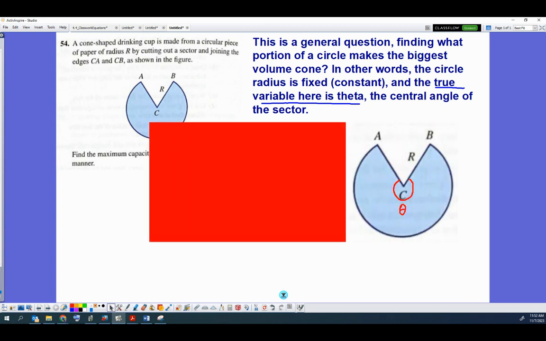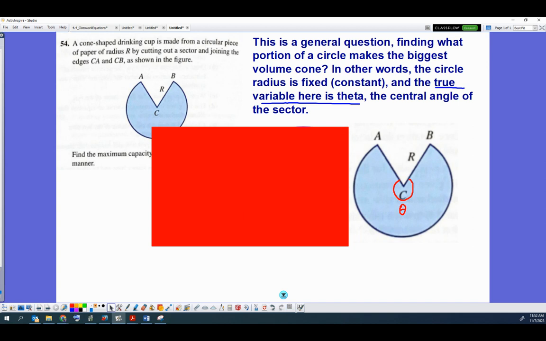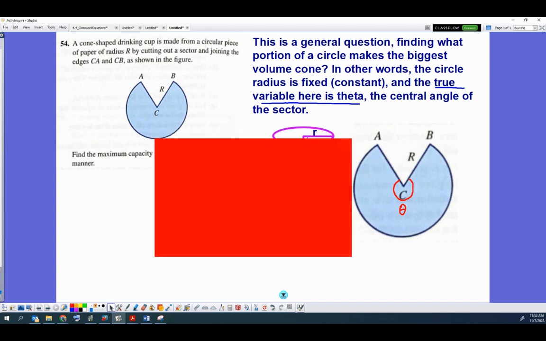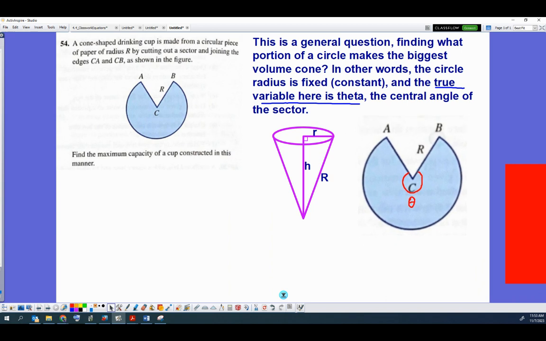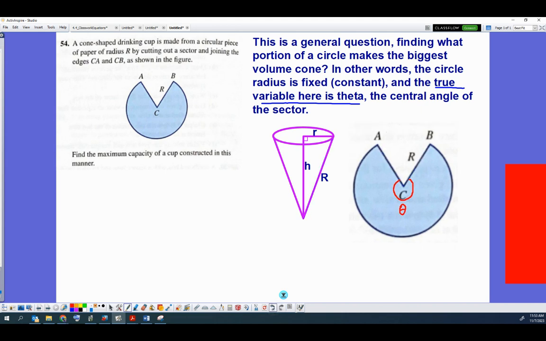I've got that sector there with the theta identified. And then here's my cone. I'll just put it on there. In my cone, big R, that radius of the sector, is the slant height of the cone, right? If you picture folding that paper up, putting the edge there to the edge there, then that R is going right up the slope of the outside of that cup.